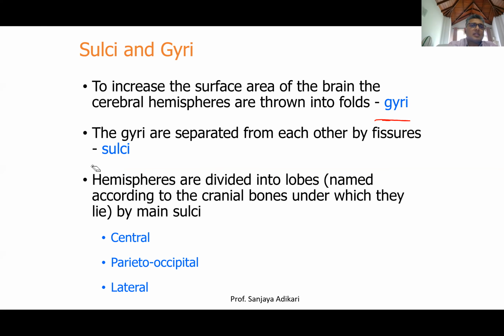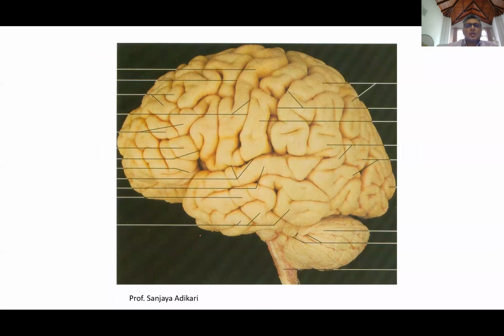Then there are several important sulci. There are many sulci, but some of the sulci are considered as main or important sulci. And these main sulci actually separate the cerebral hemisphere into several lobes. Some of these sulci can be named as the central sulcus, parieto-occipital sulcus, lateral sulcus, and so on. Now if you look on this brain, you can see this is a sulcus or groove, then this is a gyrus, an elevated area.